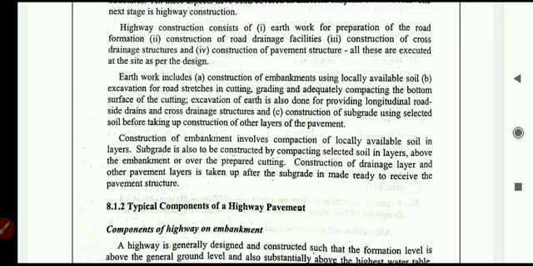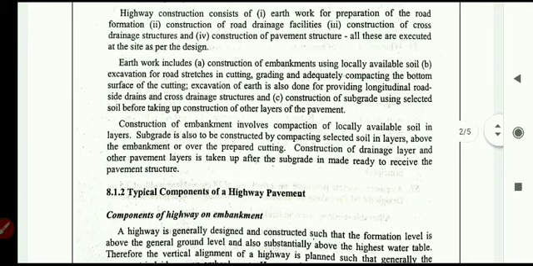Why is the water drained from the pavement structure? In order to keep the pavement structure dry, so that it will avoid the entry of water towards the subgrade soil. If the subgrade soil is strong and dry, then the overall pavement structure will be strong itself. After constructing the cross drains, the last is construction of the pavement structure.